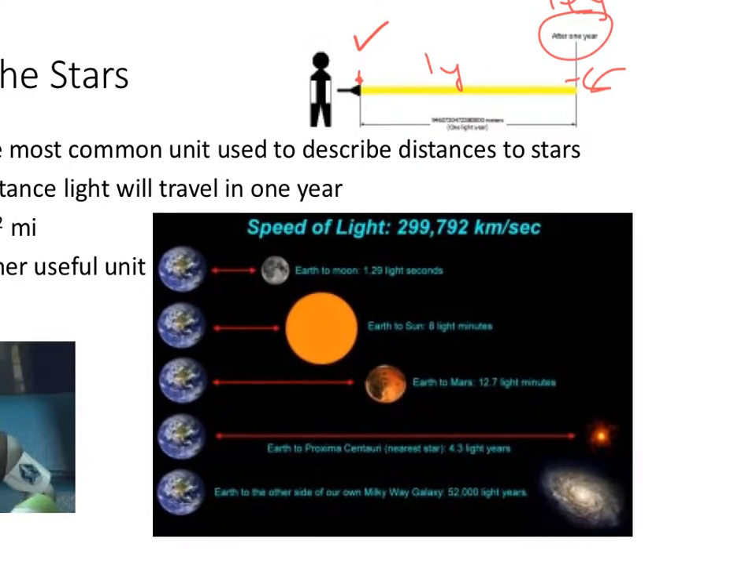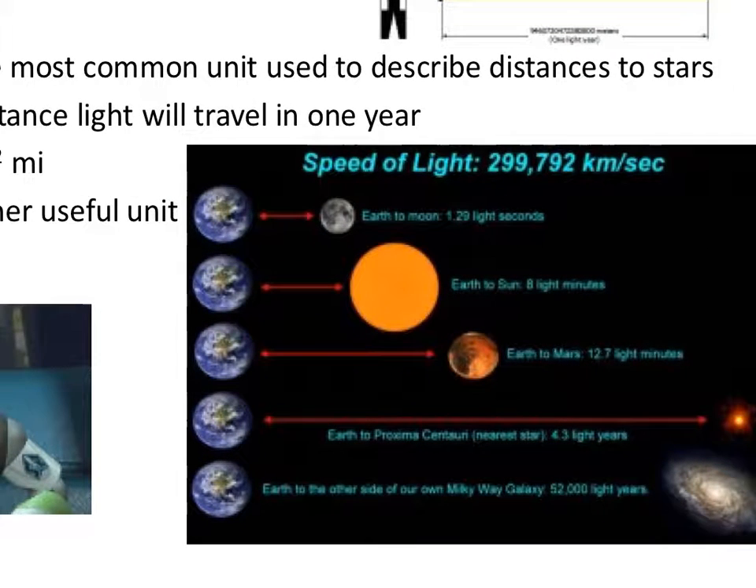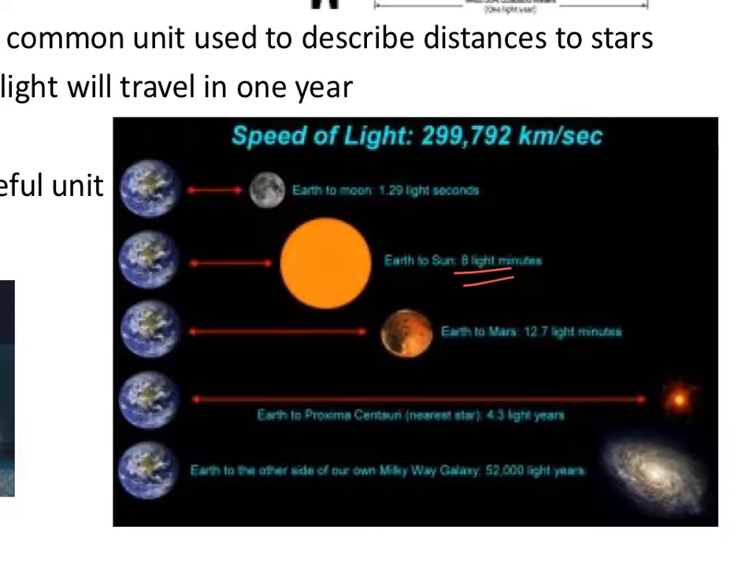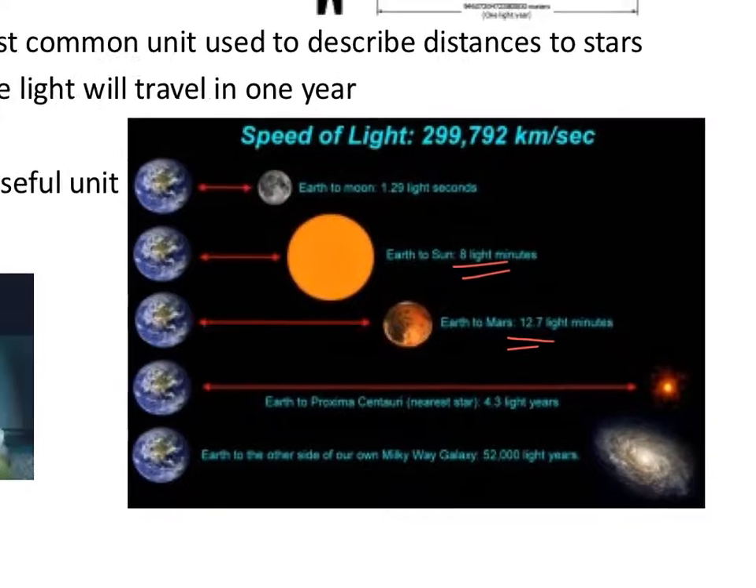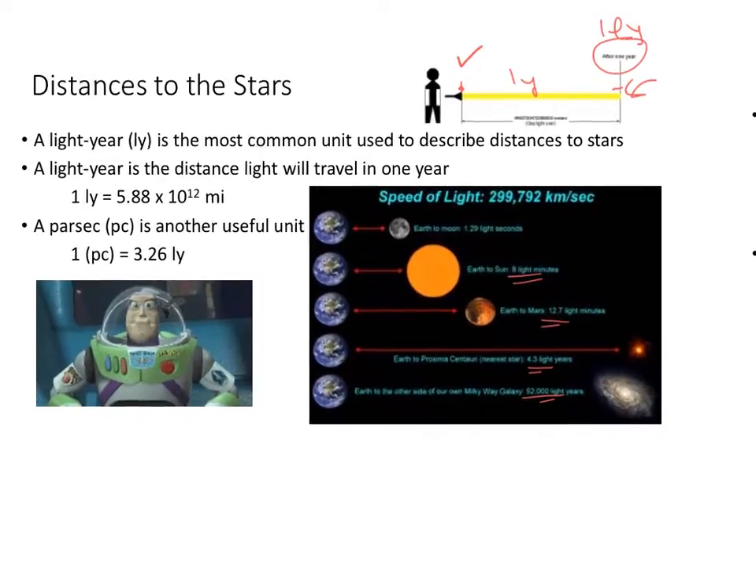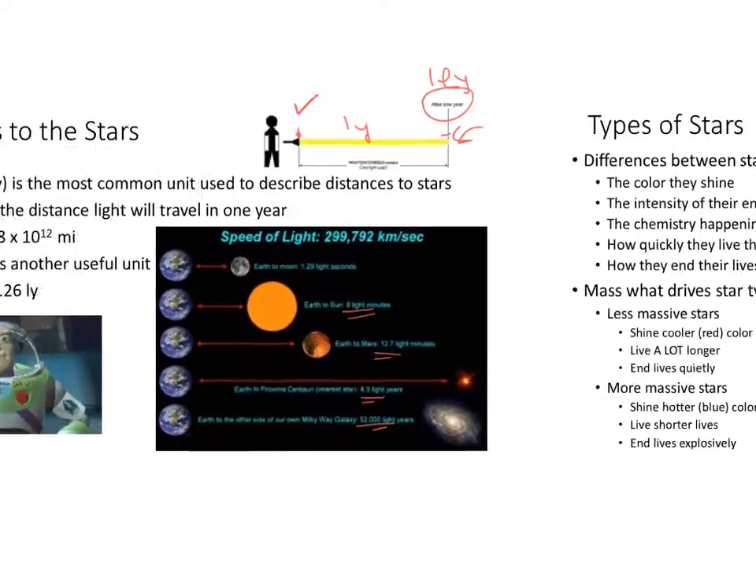So there actually is a delay when we get the light. From the sun, it's about 8 minutes to get the light. From Mars, it's about 12.7 light minutes. To the nearest star, you're talking about 4.3 light years. To the other side of the Milky Way galaxy, you're talking about 52,000 light years. Okay, so there is definitely that delay. I just think that is so cool.